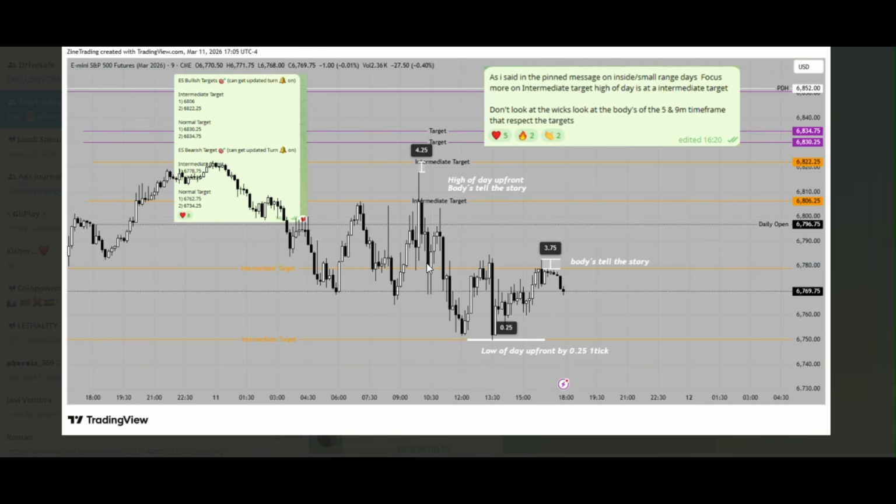I said up front to focus on the intermediate targets during small range and sideways days, bad choppy days. We were like 4 points and 1 tick away from this intermediate target. But look how the bodies respect my intermediate target that I gave you. Bodies tell the stories, wicks do the damage. Then I gave you the low of the day, very clean, by 1 tick up front. I know it's hard to believe, but we have all the proof. I don't delete any chats, you can see everything back. And then it went back up to balance the range.